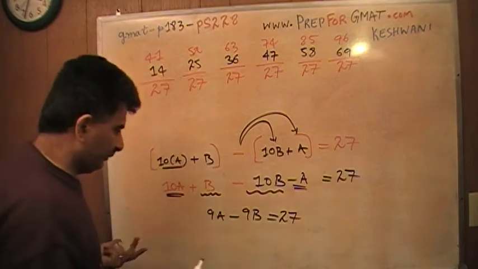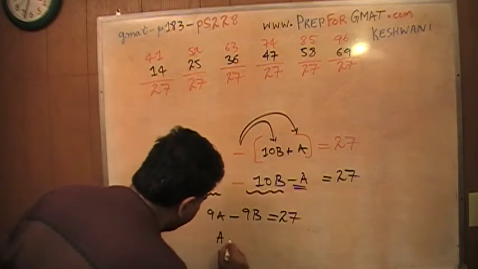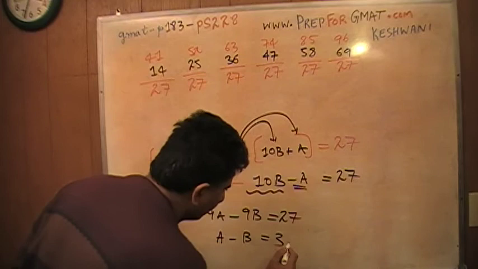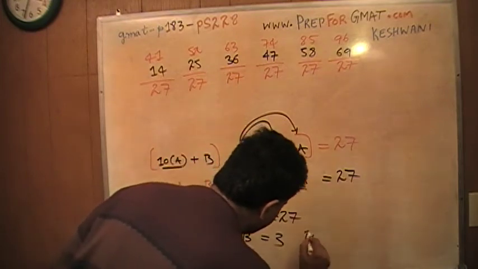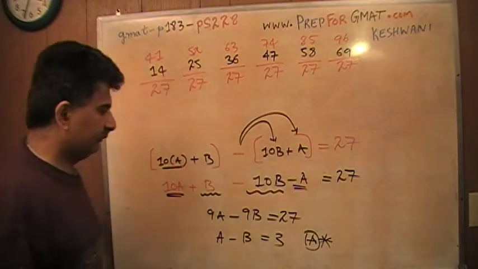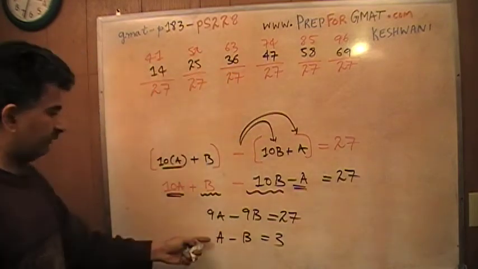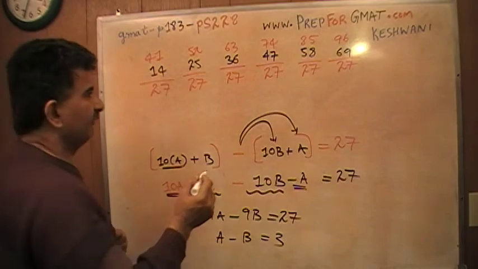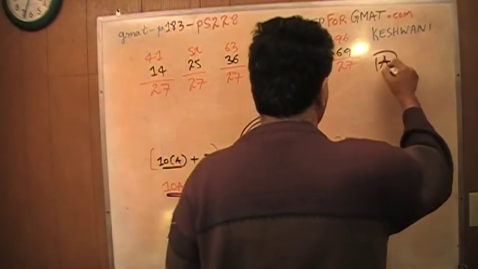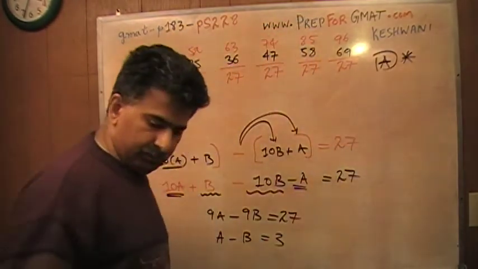If you divide the whole equation by 9, you will find that A minus B equals 3, and that's your answer choice A. I don't want to write the A here because I don't want to confuse anybody between this A and the answer choice A, but the answer is A. And that's all it was.